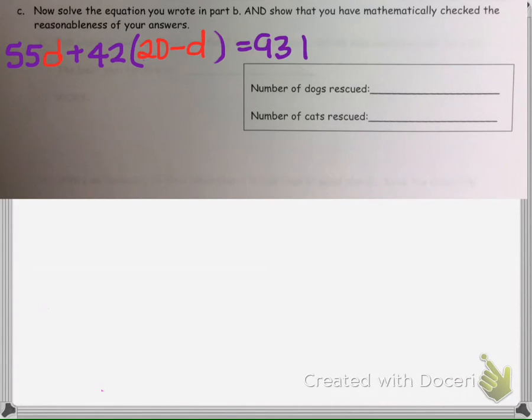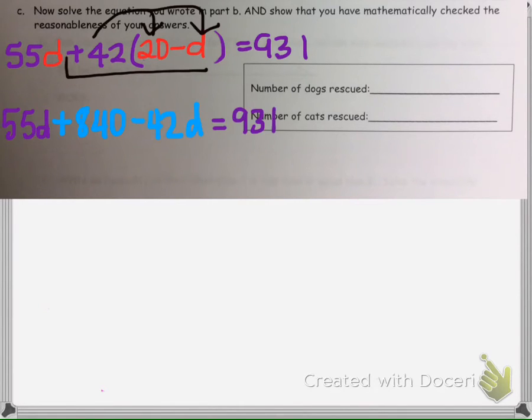Alright, so first thing when we solve this equation is we need to distribute here. So 42 times 20 and 42 times negative D. Okay, so then after we do this distributive property where we multiply 42 to 20 minus D, now we're going to go ahead and combine like terms, because we have terms with D's on the same side of the equal sign here. So we have 55 minus 42, which is 13D.